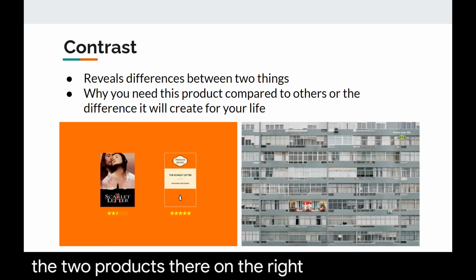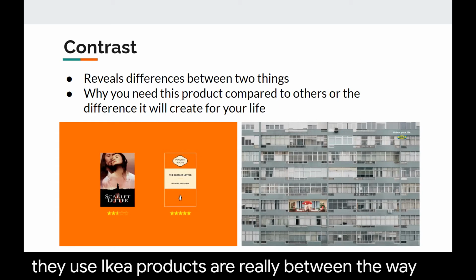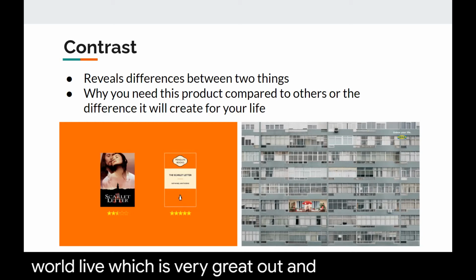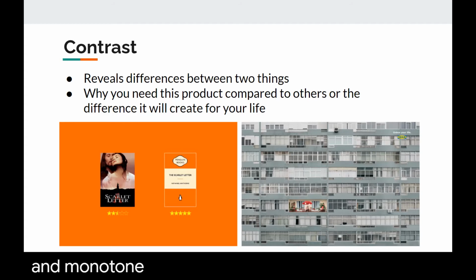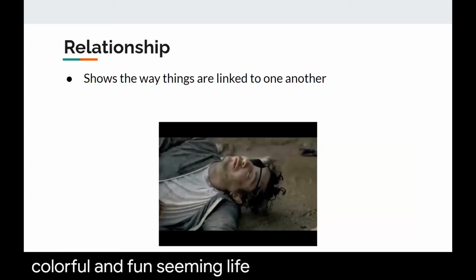On the right, you see IKEA, and they're talking about how this apartment, because they use IKEA products, is really able to create a contrast between the way that the people who use IKEA and the rest of the world live, which is very grayed out and black and white and monotone, where those that use IKEA have a very colorful and fun seeming life.